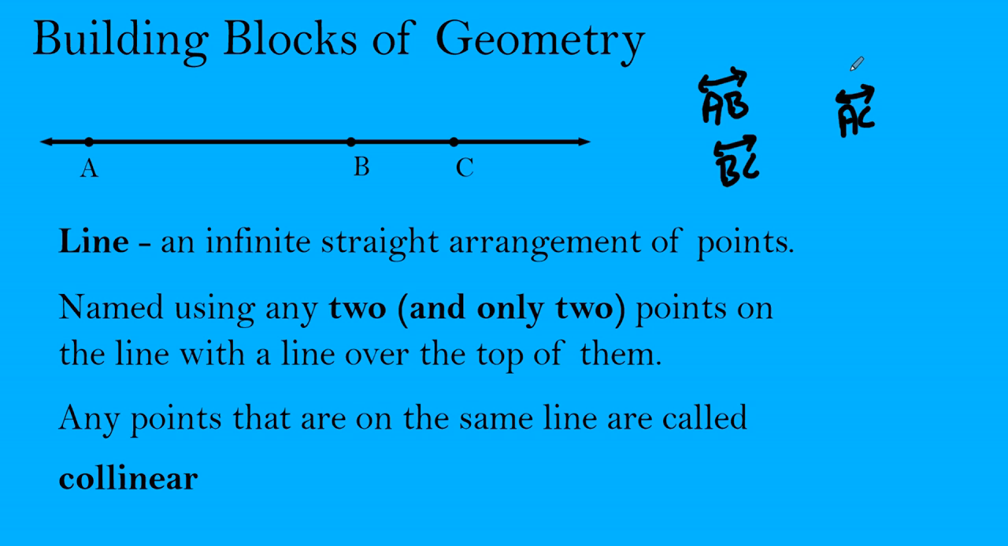Okay, so we've covered a point. And we've covered a straight arrangement of points, otherwise known as a line. How we name them, how we label them, is really important when effectively communicating your understanding.